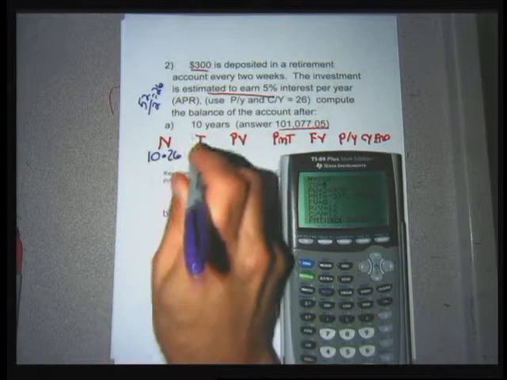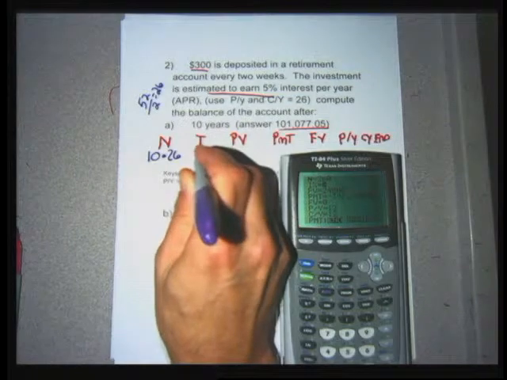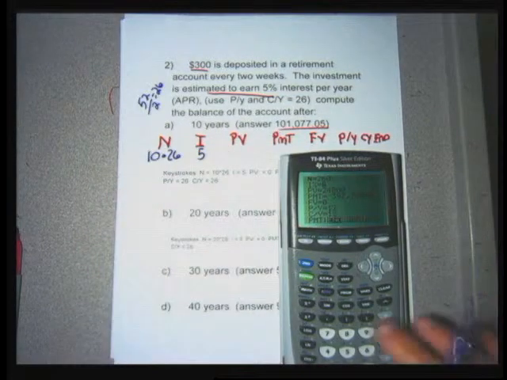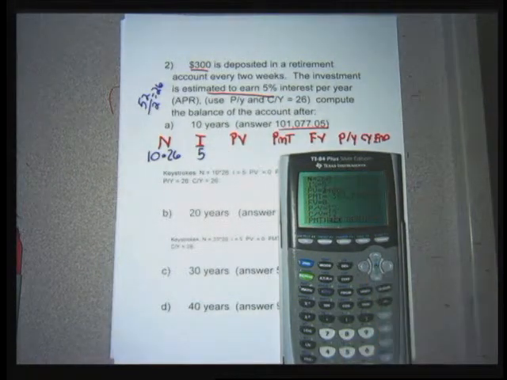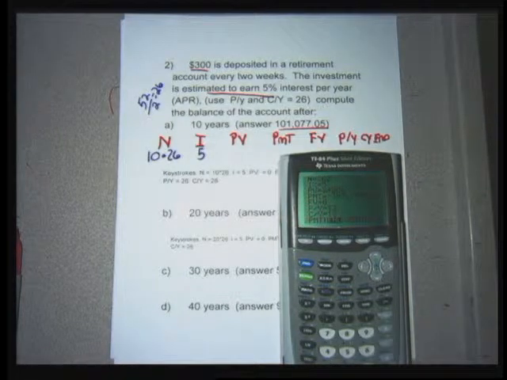For the interest rate, the problem says the interest rate is 5%, so I'm going to type a 5 in for the interest rate. The present value, the PV, would be any money that you had in the account when you started making deposits. I'm assuming the $300 is my first deposit and I don't have any money in the account already. I'm going to put 0 in for my PV because I'm not starting with any money.